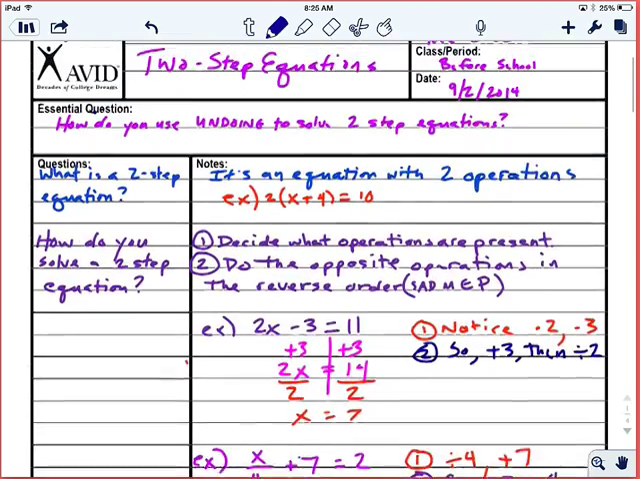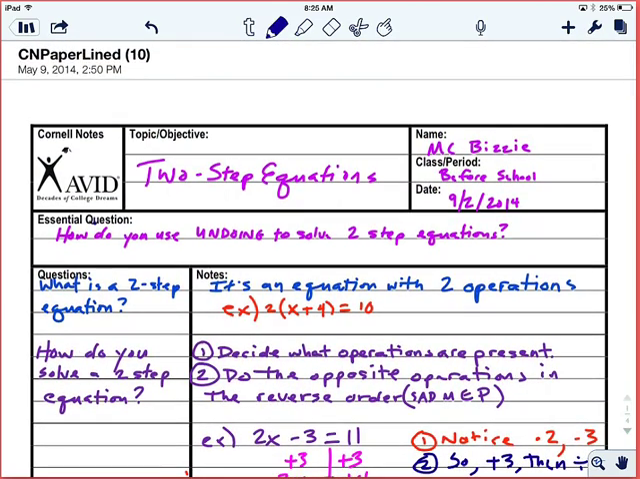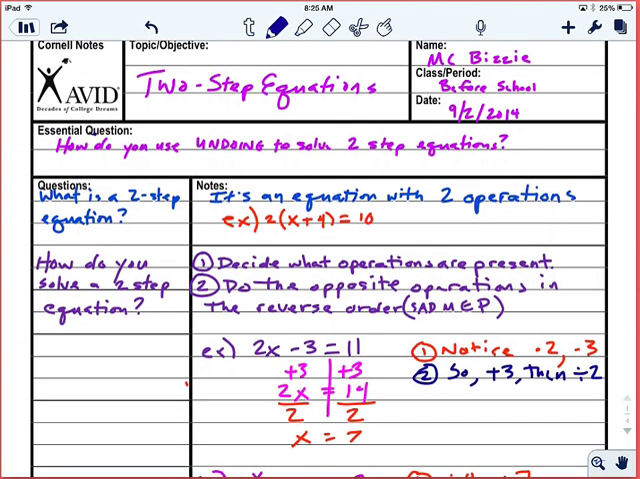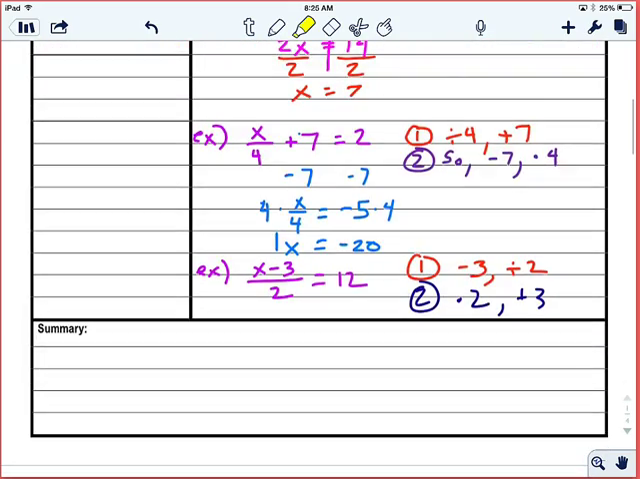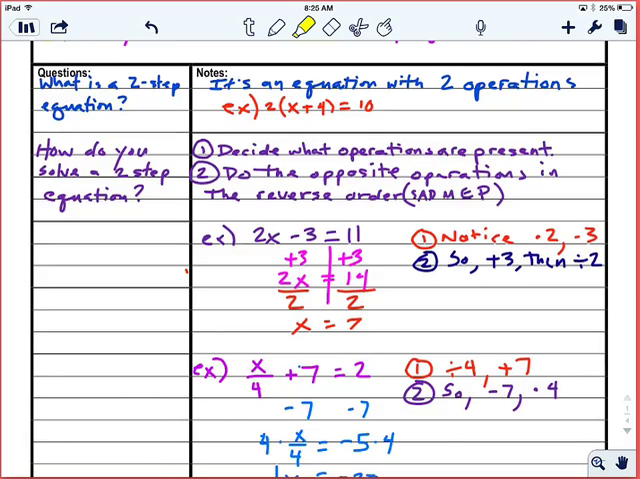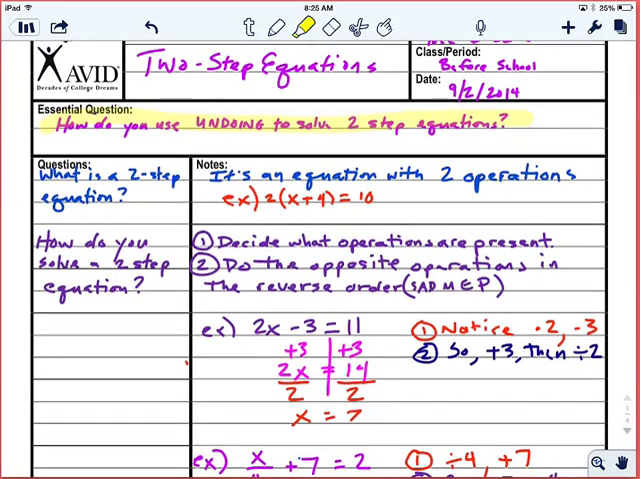If you have any struggles with that, just ask your teacher for some help. But hopefully at this point, look back over your notes. Your job when you're writing a summary for Cornell Notes is to try to answer your essential questions. So how to use undoing to solve two-step equations. Hopefully you can write 2 or 3 sentences that fit inside that box to try to make sense of that question. Good luck.